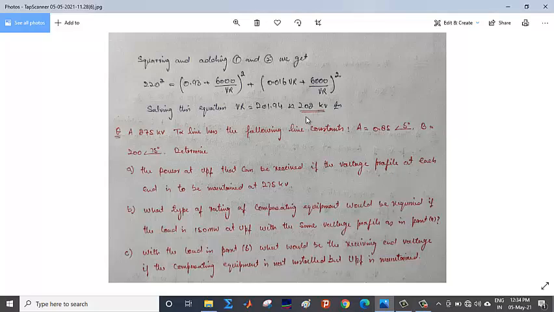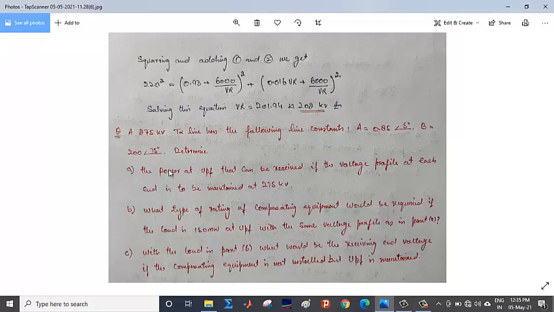I have actually made a video on how to solve this equation. I will share that link in the description of this video. You can use that and try on your own how to calculate such nonlinear equations.